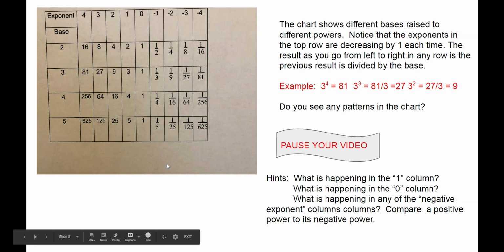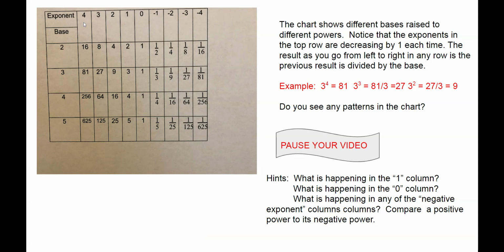This chart shows different bases raised to different powers. Notice that the exponents in the top row are decreasing by 1 each time. The result as you go from left to right in any row is the previous result divided by the base.